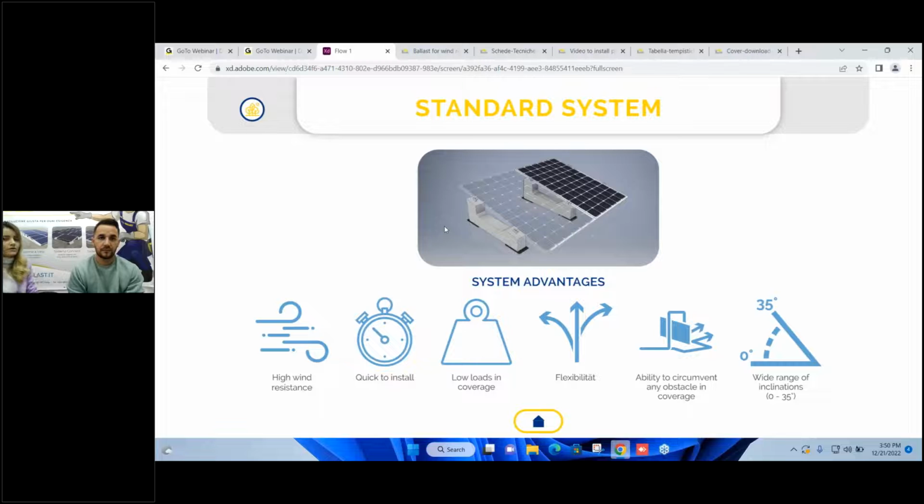Just to remind everyone, our standard system is from 0 to 35 degrees. So 0, 3, 5, 10, 11, 15, 20, 30, and 35. Correct. So we have a wide range of inclination, and based on your project, you can choose the most suitable.